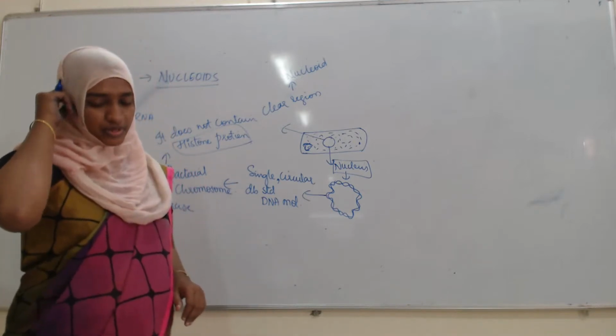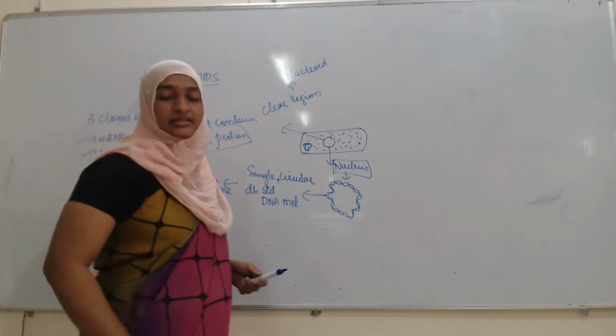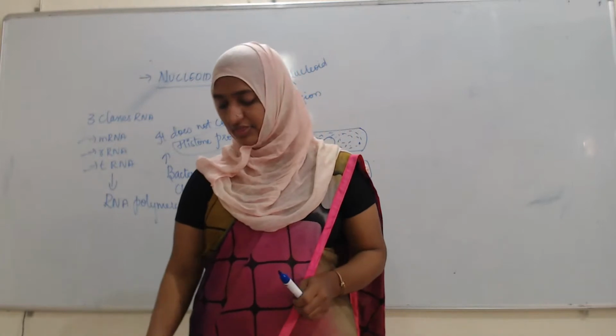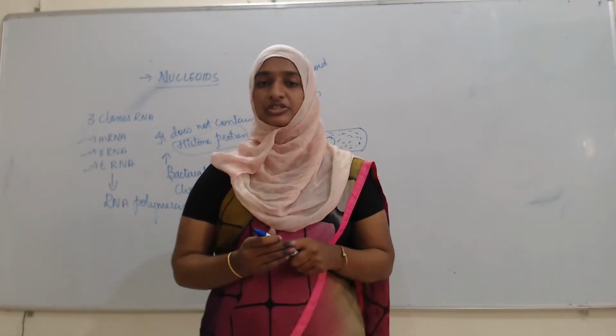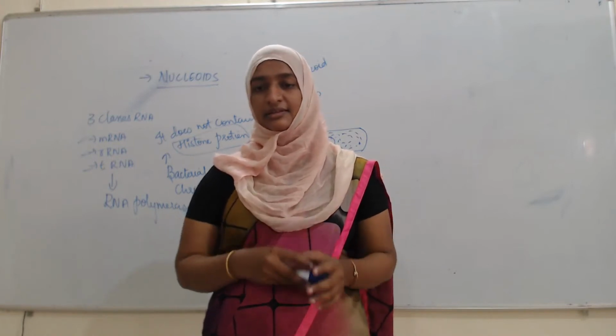of prokaryotic cells. The next topics are the plasmid, flagella and other structures. These two topics remain for the prokaryotic cell, and after that it will be complete. And one more thing, reproduction in bacteria. This topic we will complete in the next class. Okay, thank you.